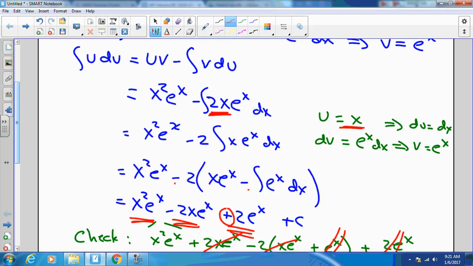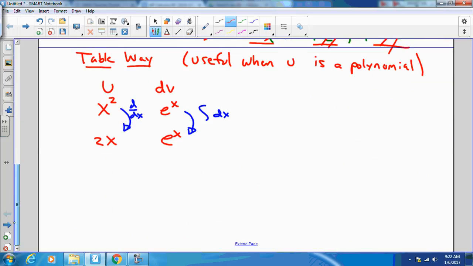So, each iteration of parts generates one term. In each case, the du becomes the u for the next iteration. The dv is integrated to get the v for the next iteration. And I alternate signs. Well, we can organize that pretty easily. We can alternate signs right here, and we can generate du's by differentiating until I hit 0. And we can generate dv's by anti-differentiating until I get down to here and alternate signs.